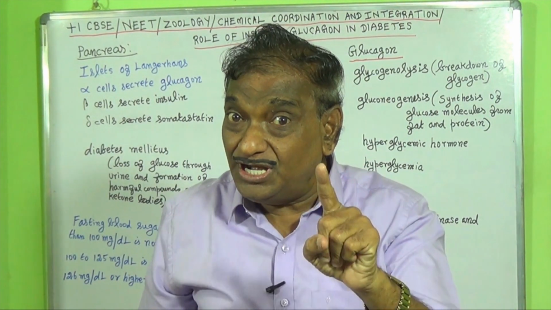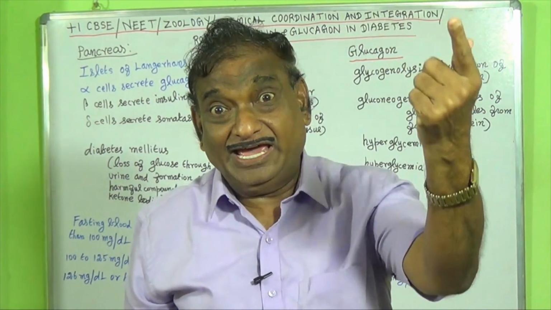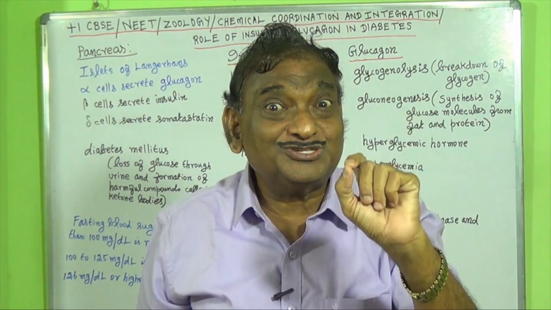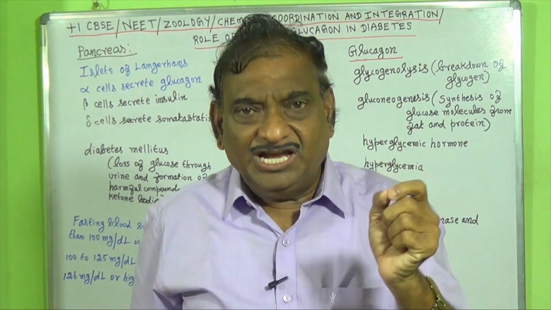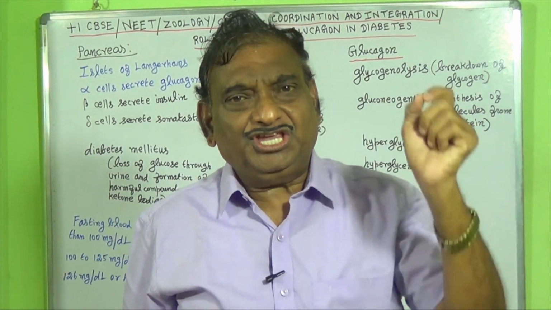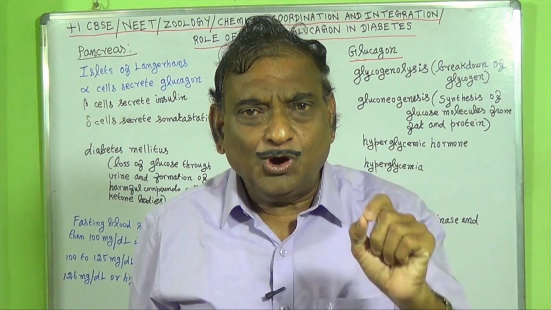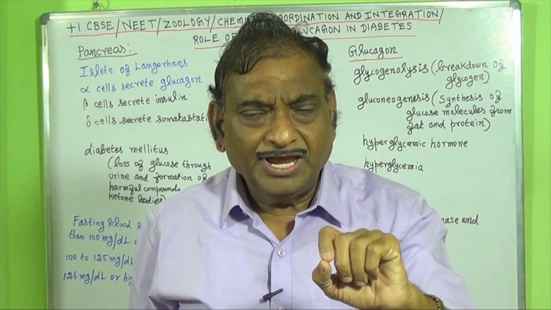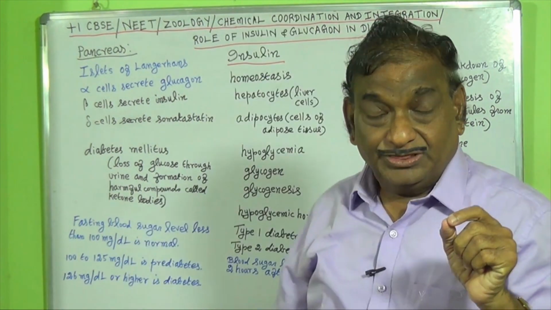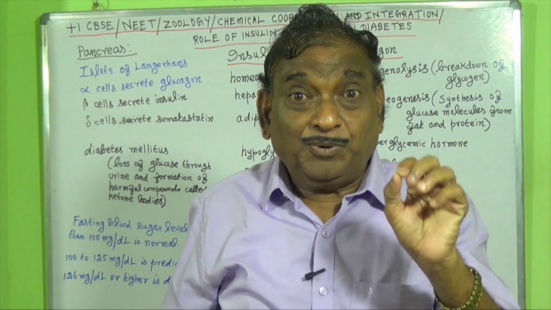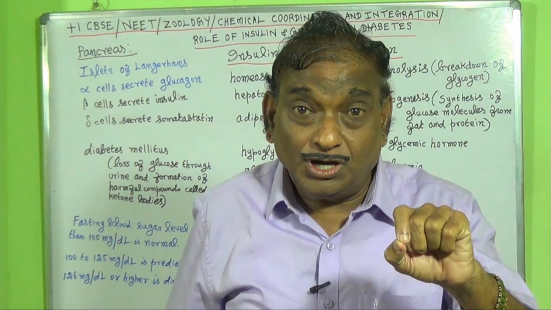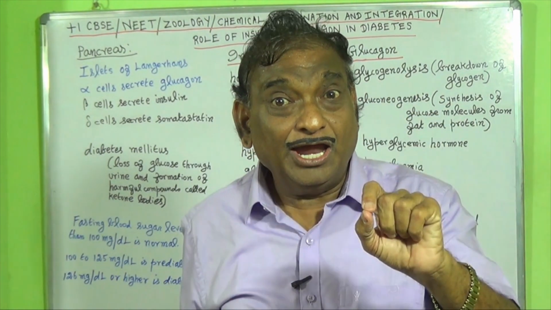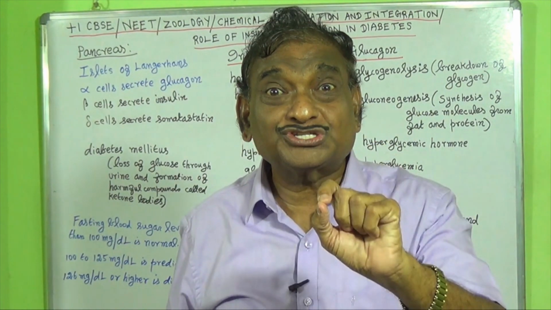This insulin is also called a hypoglycemic hormone. We will discuss why it is called a hypoglycemic hormone a little later. This insulin plays an important role in regulating the glucose homeostasis.